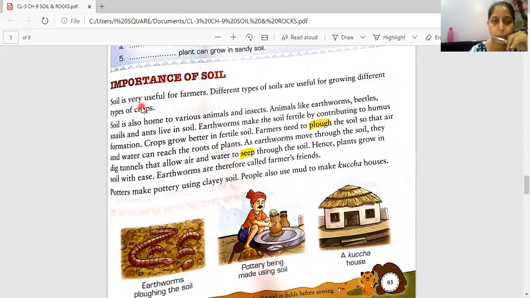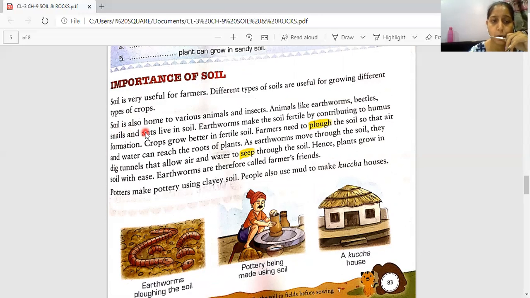Soil is very useful for farmers. Different types of soil are useful for growing different types of crops. Basically, soil is very useful for Indian farmers, or farmers anywhere in the country. As you studied, there are different types of soil, and farmers use different types of soil to grow different types of crops.